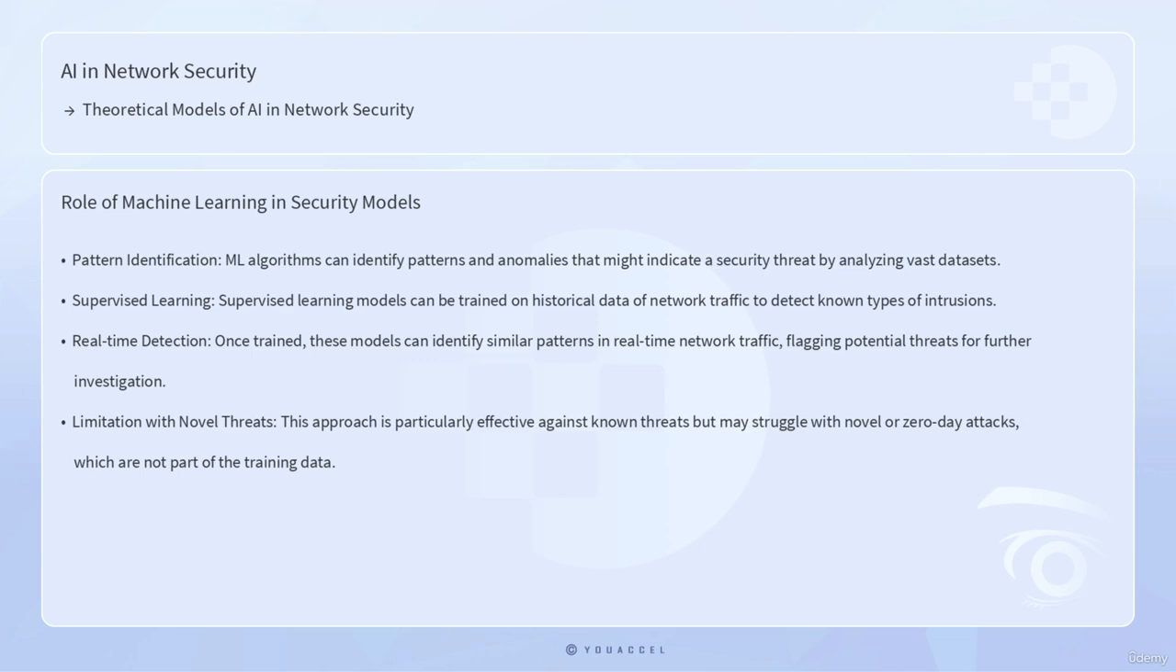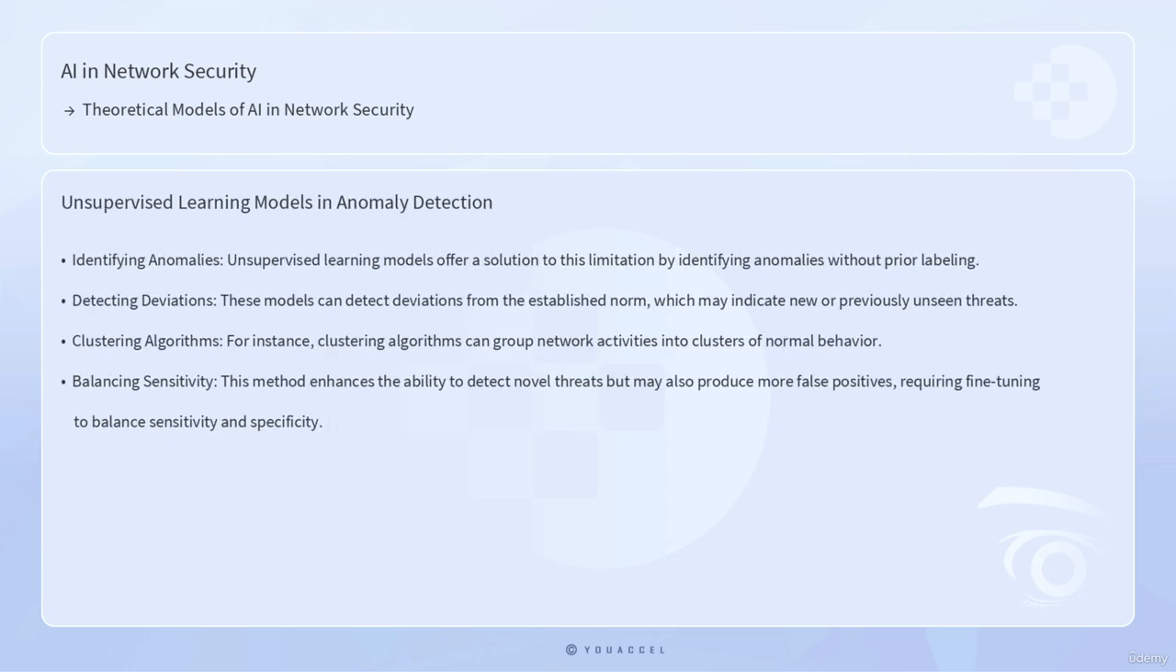This approach is particularly effective against known threats but may struggle with novel or zero-day attacks, which are not part of the training data. Unsupervised learning models offer a solution to this limitation by identifying anomalies without prior labeling. These models can detect deviations from the established norm, which may indicate new or previously unseen threats.